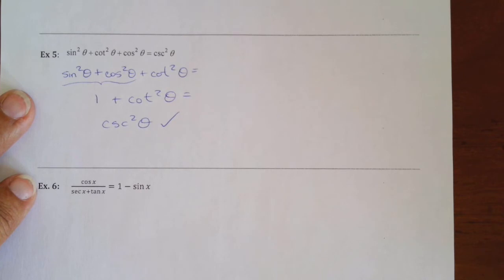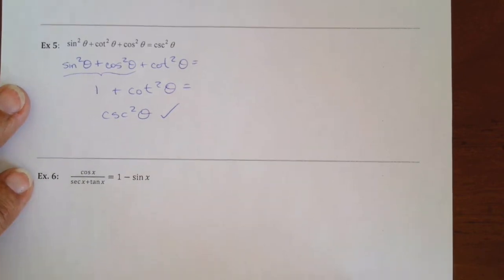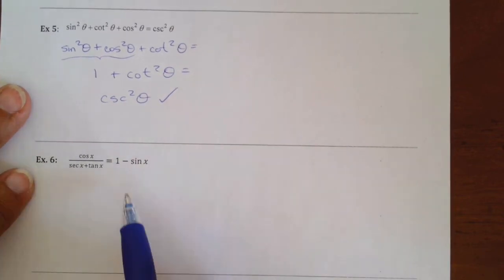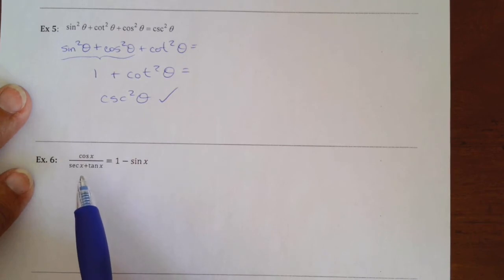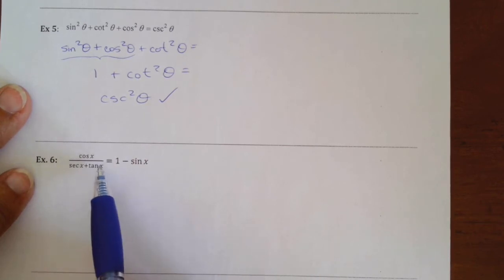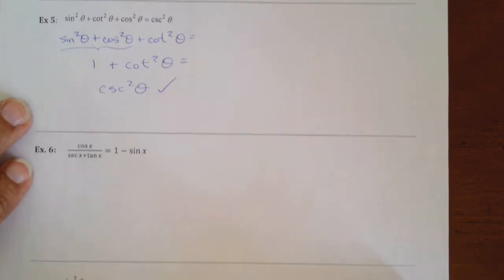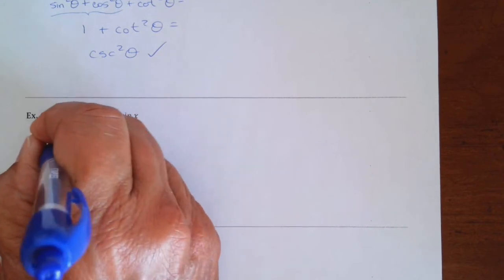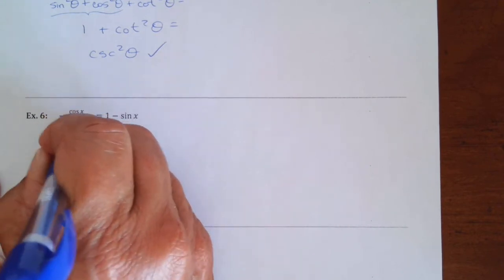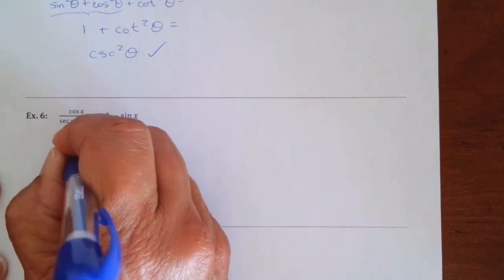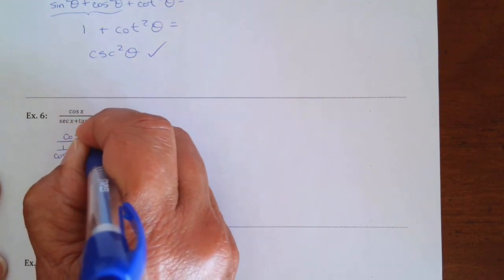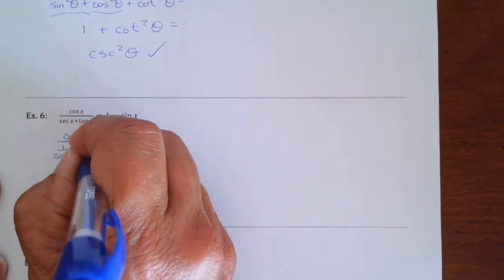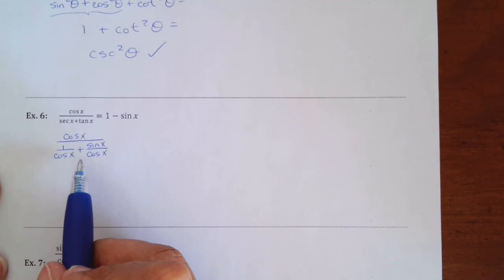All right, for example 6, I would say the left side's going to be a little harder. Be careful on this. Because I'm dividing by 2 terms, I've got to get a common denominator down here. So this one's going to take a few steps. I'm going to leave the cosine alone for a minute up in the top. And the secant is 1 over the cosine. And the tangent is sine over cosine. So you can see you do have a common denominator here.